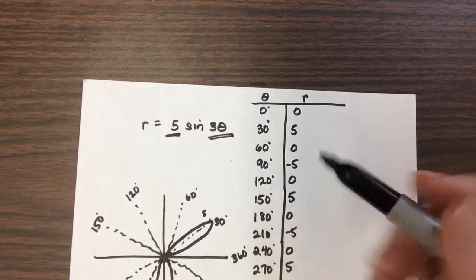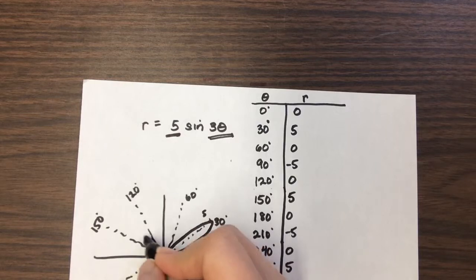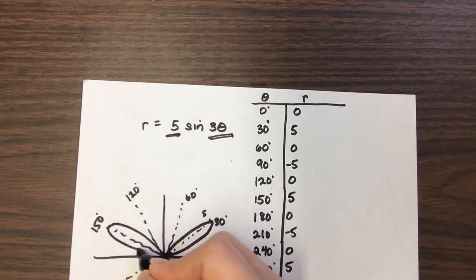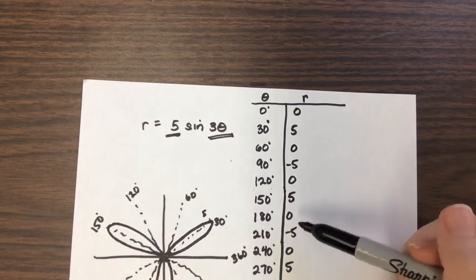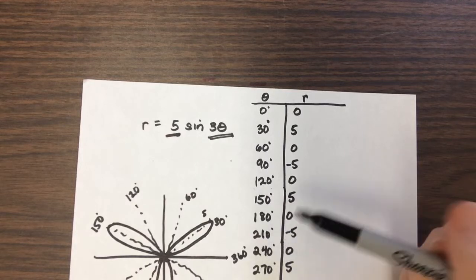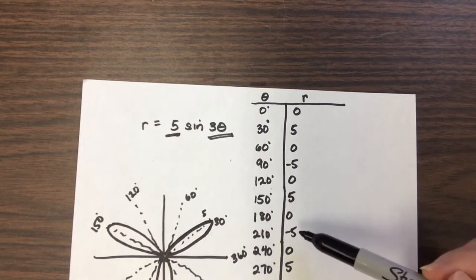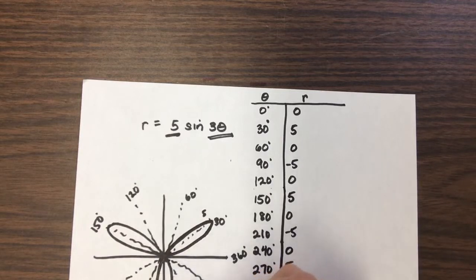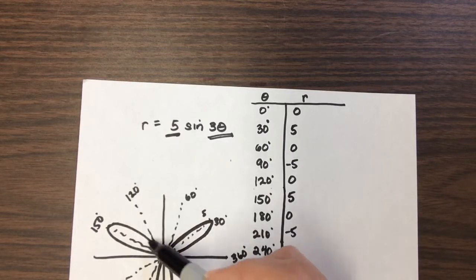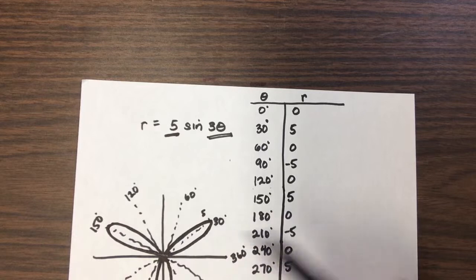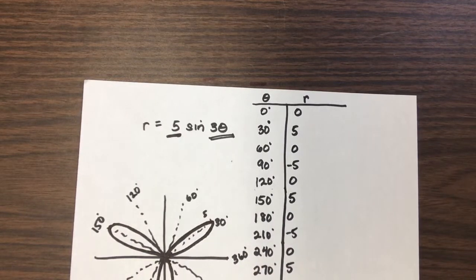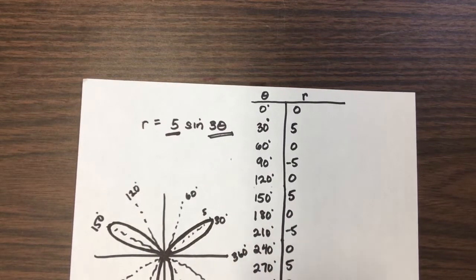At 150, I'm at 5. And then back to 0. Alright, at 210, I'm at negative 5. So 210, opposite direction. Now I'm just repeating itself. And I could keep going, and I would be back to where I was. Alright, so that's what this graph looks like.